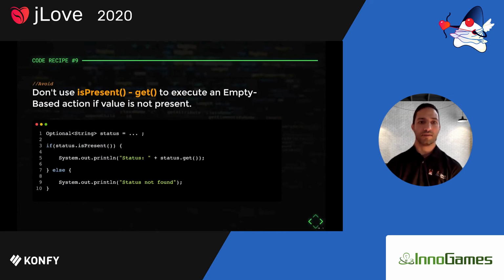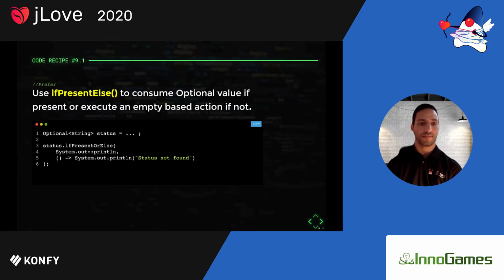Another thing is, don't use isPresent get, and now that you memorize it, you will hate it, but sometimes we can use it to execute an empty-based action if the value is not present. What does it mean? I will check if the status is present, I will do something, else I will do something else, because it's not found. I can reduce this boilerplate code by using ifPresentOrElse. So if the value is present, just print it. If it's not, just say status not found.